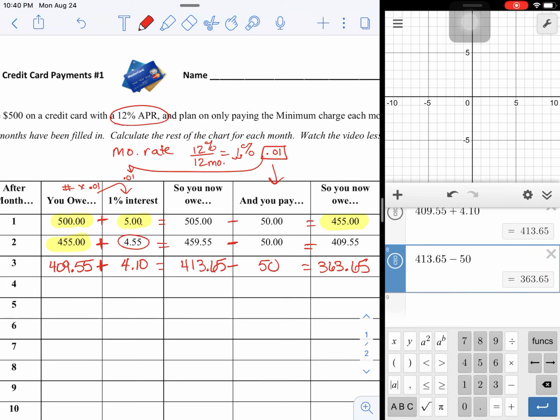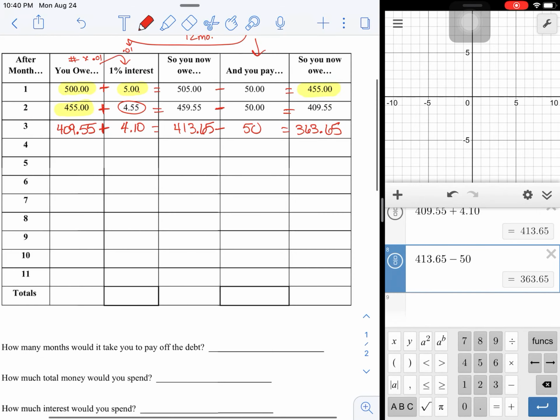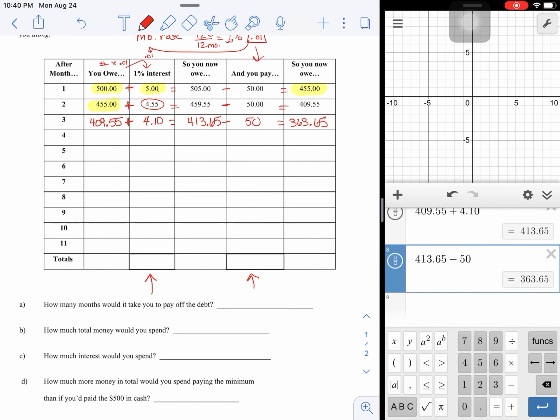I want you to continue this until you get down to a zero balance, which could take you pretty much to the end of line 11. If you could add up this column and this column at the end, and then answer the questions below.